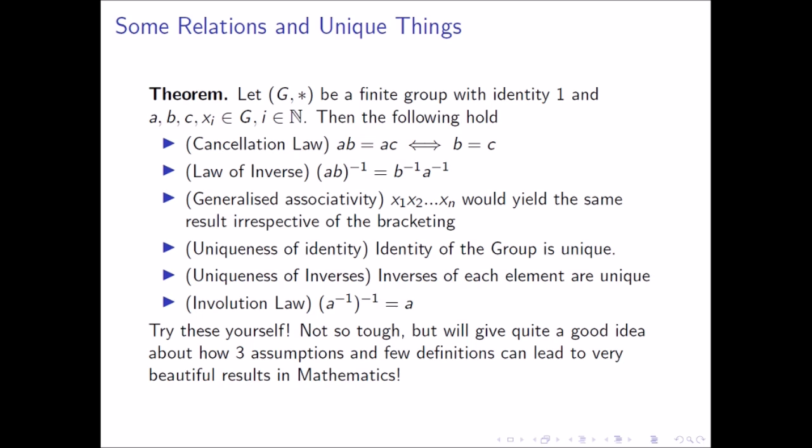So it says that the inverse of an element is that element itself. So these 6 results, pretty beautiful and seemingly pretty advanced, are just simple corollaries of the axioms of group theory. So you do realize now, right, how 3 axioms and a few definitions can actually lead us to very beautiful and surprising results in mathematics.